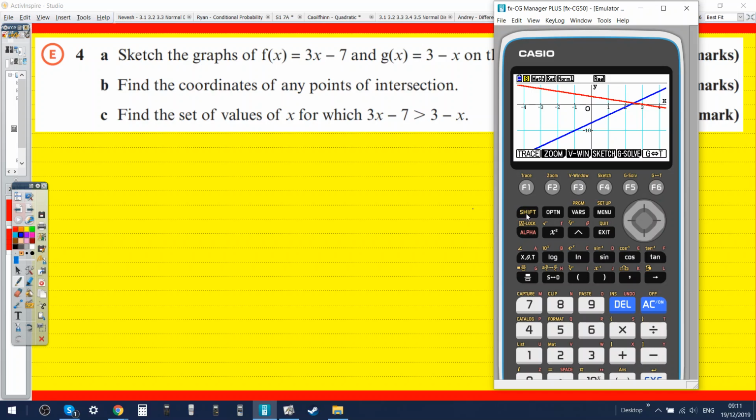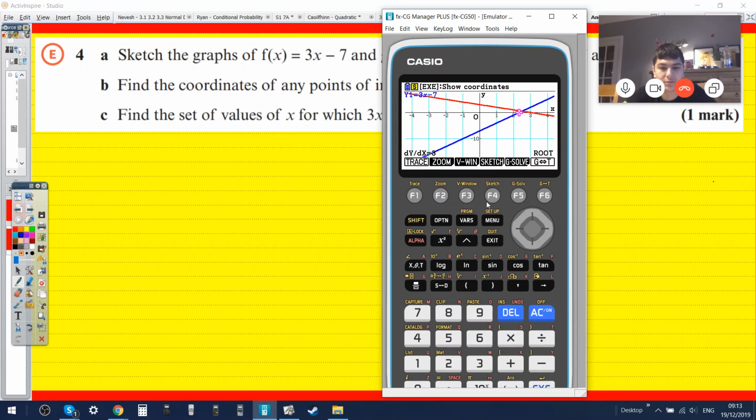Graphical solve. Shift F5 is graphical solve. Let's choose root. If you press equals, yes. So you've got 2 different lines. I think my lines are a bit different to that. It might just look different because mine might be more zoomed in. Mine are like this, I don't know why.